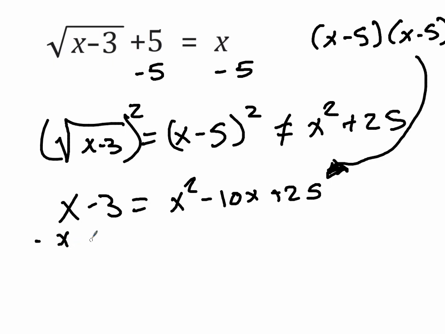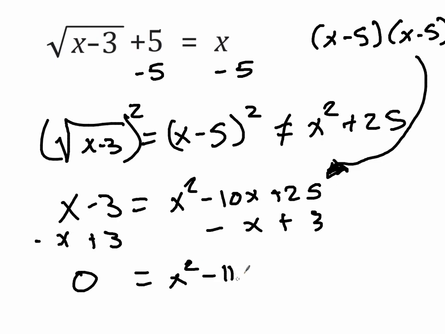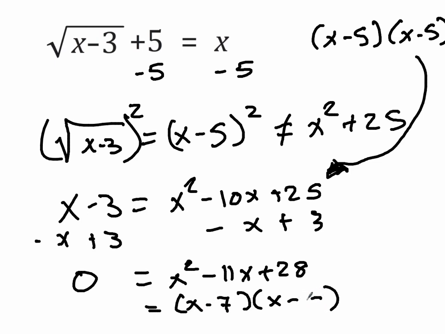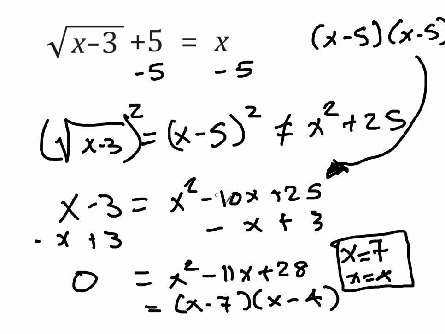Okay, so now let's put all of this together on the same side of the equation. So I'm going to subtract x and add 3 to both sides, and I get 0 is equal to x squared minus 11x plus 28, and I'm going to factor this, and I get x minus 7 times x minus 4. 7 times 4 gives me 28, and negative 7 plus negative 4 gives me negative 11. So x equals 7 and x equals 4 are the two solutions to this equation.